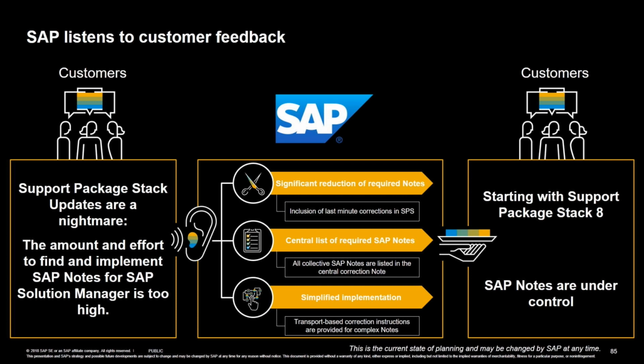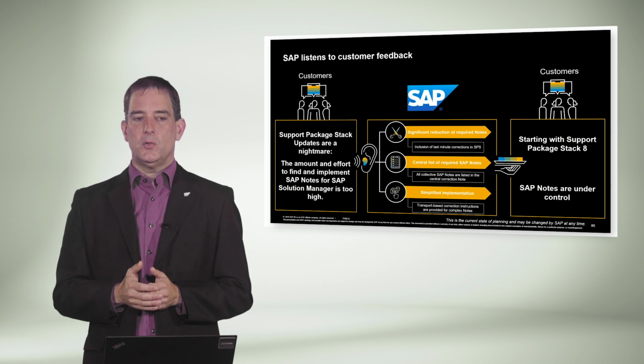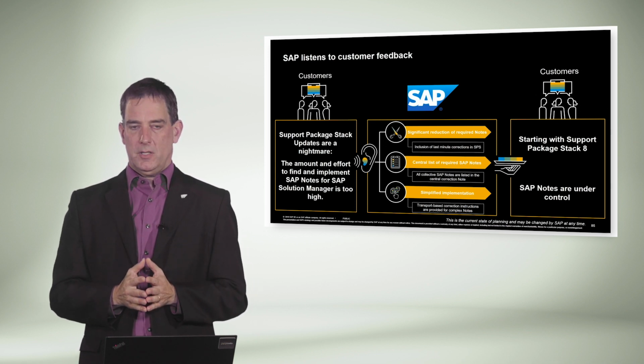We have better tools now in place to check for cross-dependencies between notes, and we have started to use the transport-based correction instructions, the so-called TCI. The TCI bundles a large number of notes. In the last support package, it was over 100 notes that were bundled in this TCI, and it is implemented into the system very similar to a transport, so no manual activities.